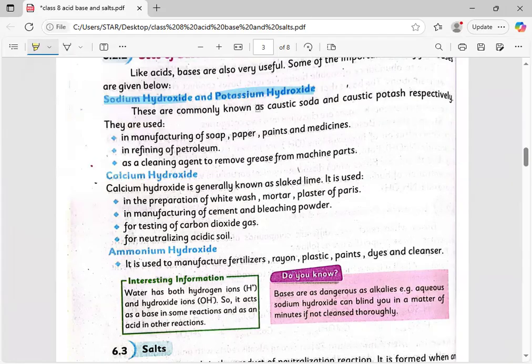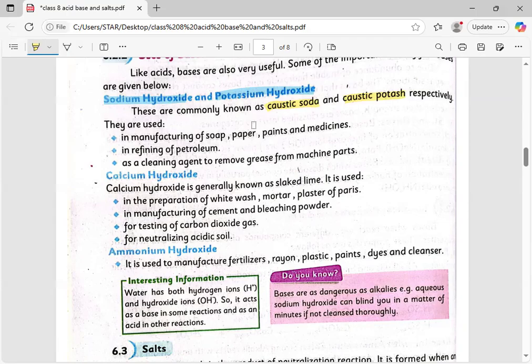First of all, you must know the common names of these bases. Sodium hydroxide is commonly known as caustic soda, and potassium hydroxide is commonly known as caustic potash. Remember that caustic soda is the common name of sodium hydroxide. So if I ask you in the exam or any time in the classroom what is caustic soda, you must be aware of that. Caustic soda is basically sodium hydroxide, NaOH. And if I ask what is caustic potash, you must be aware that caustic potash is basically potassium hydroxide, having the formula KOH.